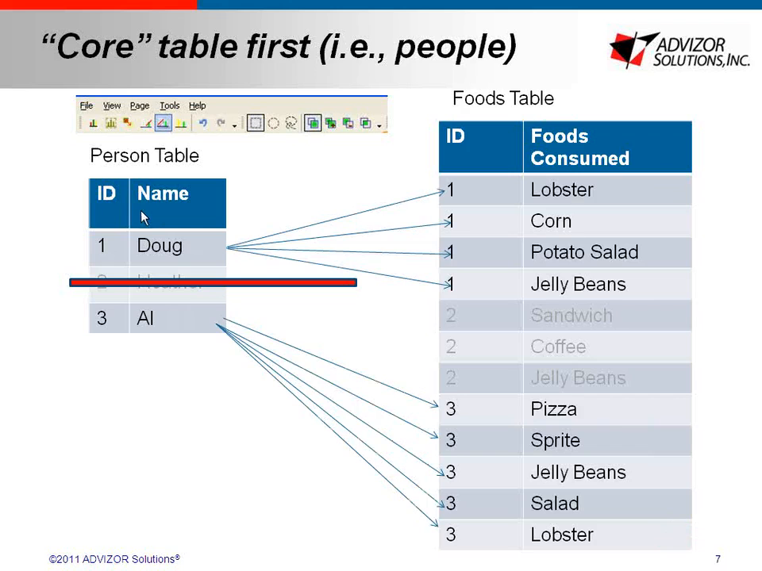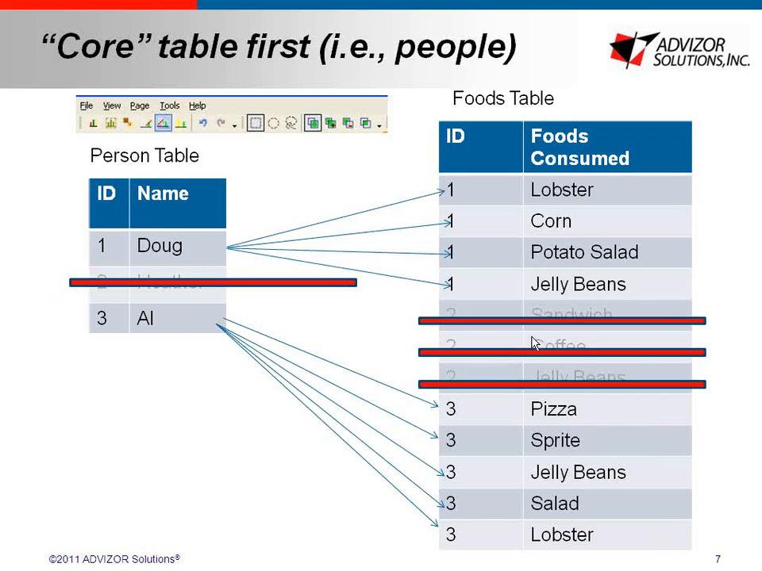Again, this was a people-centric exclusion because we were working from the core table. So since Doug and Al still remain, and these two tables are linked, the tables are going to update to show all of the foods that both Doug and Al consume. So what you're getting is the two people who consume lobster and then all of the other attributes, or in this case, foods that they consume. So lobster and corn and potato salad and jelly beans come back for Doug. Pizza, Sprite, jelly bean salad, and lobster come back for Al.